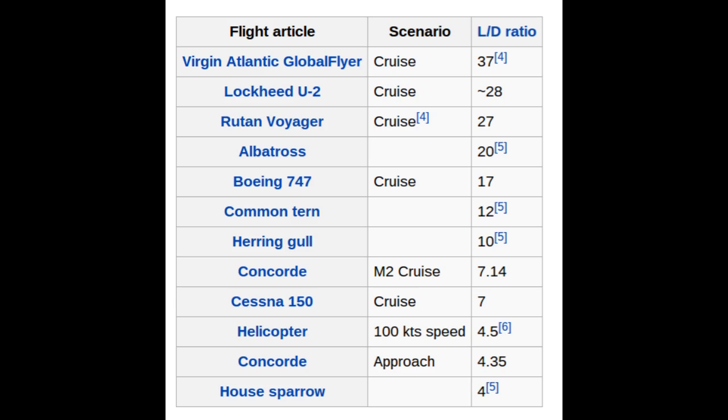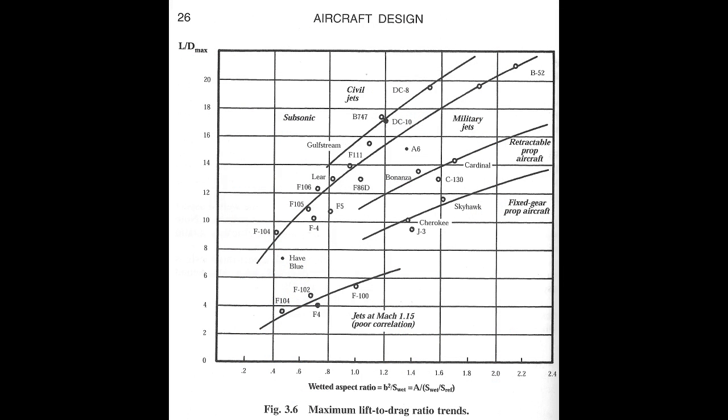Most airplane design books will have a more detailed approach for estimating L over D max. Here's a graph taken from the aircraft design book by Dan Raymer, showing plots for different aircraft types, trend lines as a function of the wetted aspect ratio, which is a dimensionless measure of the span of the aircraft divided by the total exposed area.